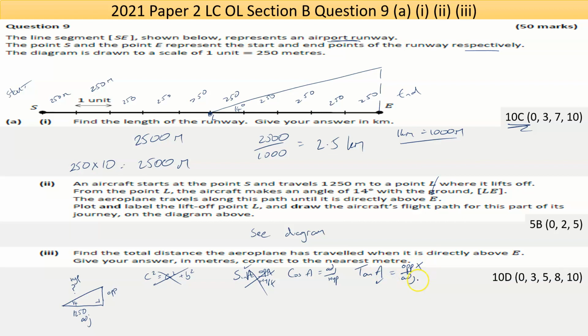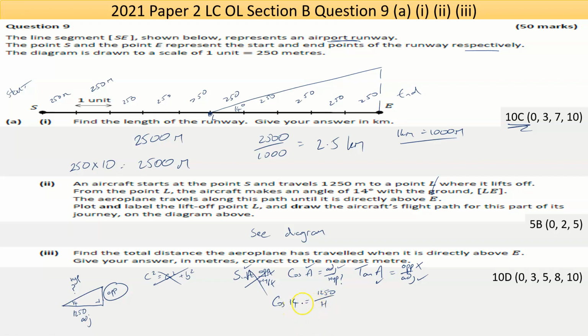Okay. And I have the adjacent. So tan would work. I know two of the three things, but I end up finding the opposite, which is not what I want. So cos is your best bet. I have the angle, I have the adjacent. What I'm missing is the hypotenuse, and that's what I'm trying to find. So cos of 14 is equal to the fraction 1250 over, I'm going to just call it h.